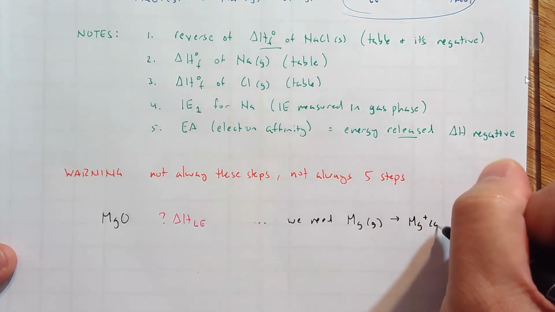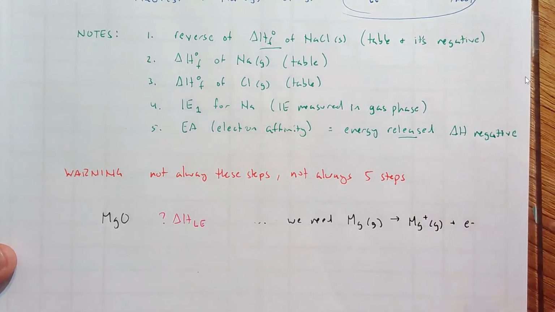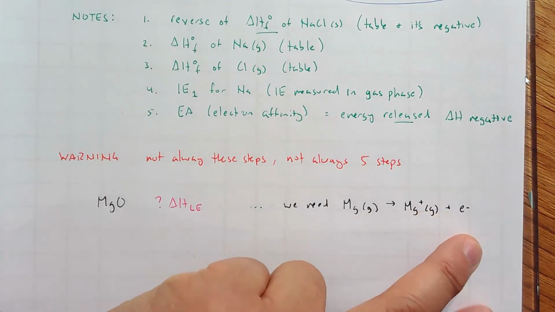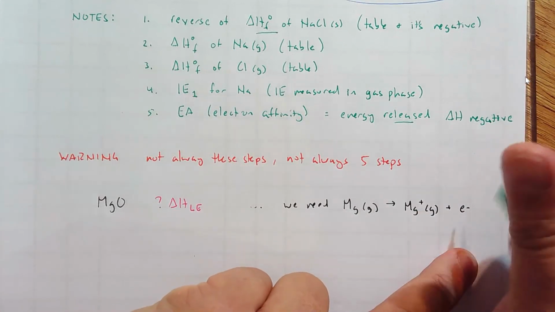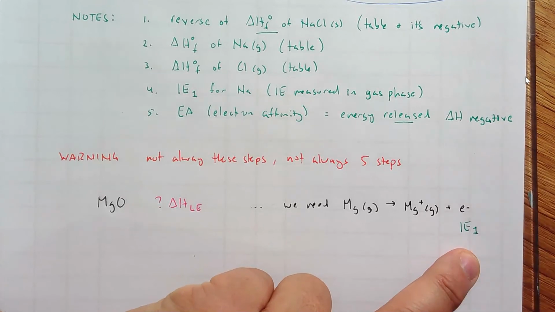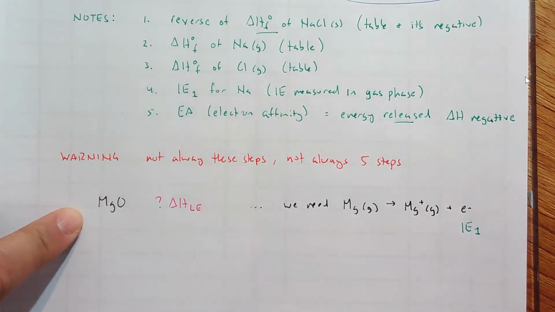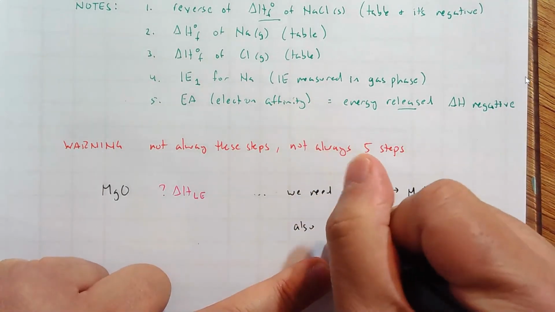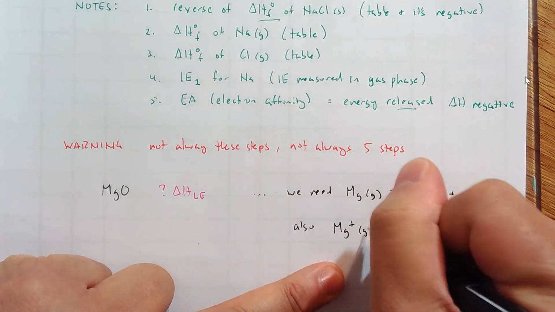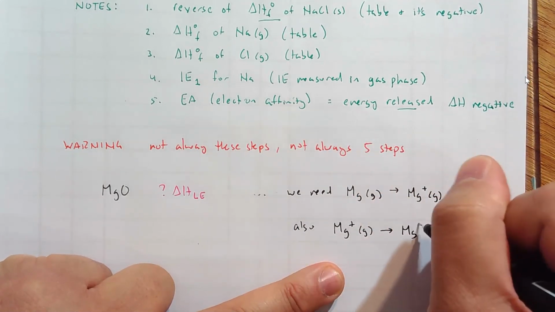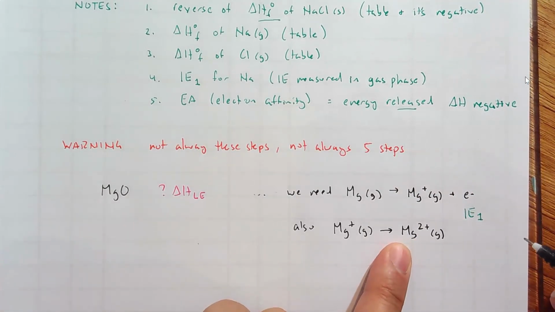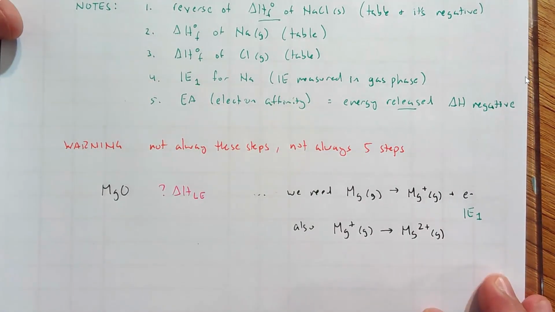and we specifically need this Mg plus gas plus an electron. You know what that is? Again, we're kicking out an electron, so this is the ionization energy, IE1. But MgO, the ion is 2 plus. So we actually also need to take that ion we just made and kick out another electron. That's what we need, and then we could use this in the final step to get the lattice energy.